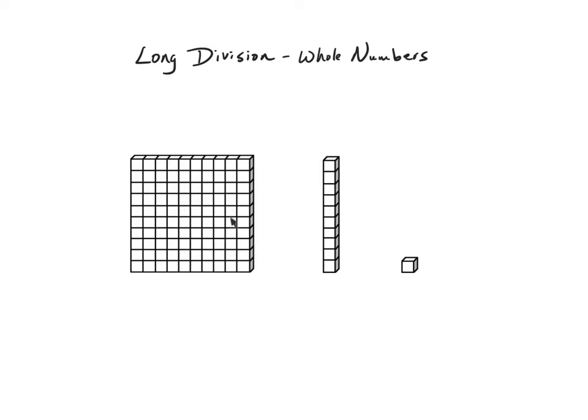This right here is called a flat. It has 100 individual cubes in it. This is called a long or a rod, and it has 10 cubes in it. And this is just called a cube. It is worth 1. So let's start off with the problem 236 divided by 3.